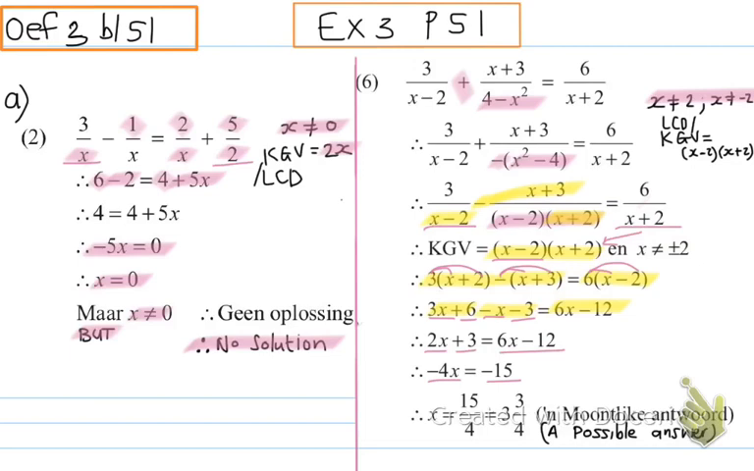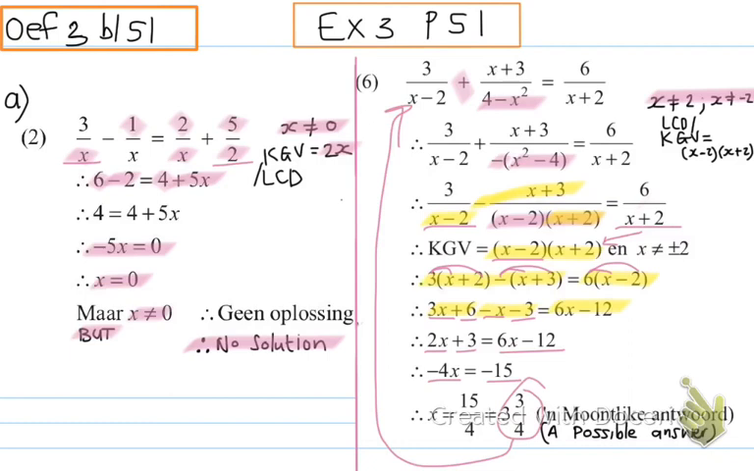That's equal to 3 3/4. That is a possible answer because that's not part of my restrictions. And if I put it back into the original equation, the left-hand side and the right-hand side will be equal.